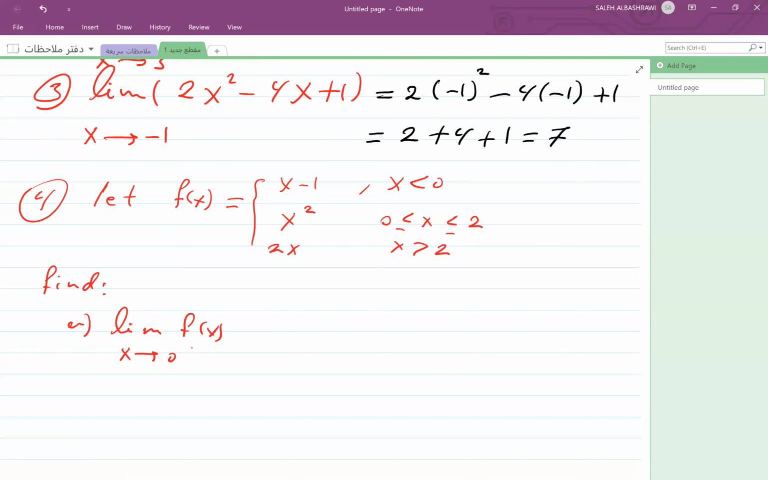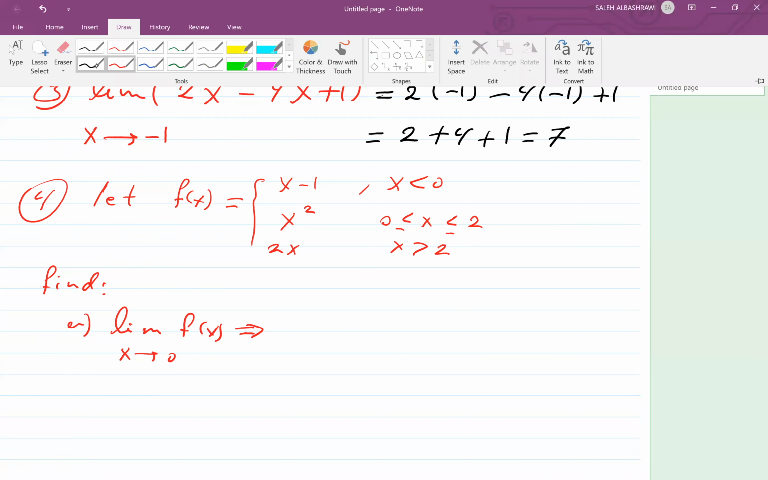Let's find the limit of this function when x goes to 0. You can see that this is a piecewise function. Before 0 it is different from after 0. When x is less than 0, I have x minus 1. When x is greater than 0, I have x squared. So to find the limit when x goes to 0, without any sign, positive or negative, I need to check the left limit and the right limit, because the function is different on the left from the right.